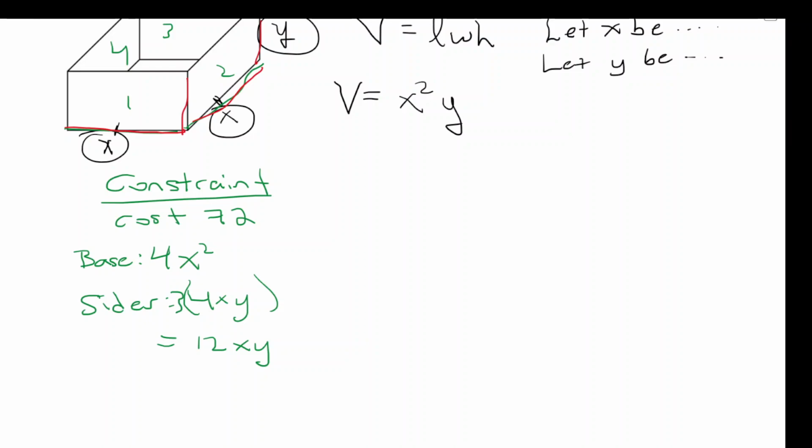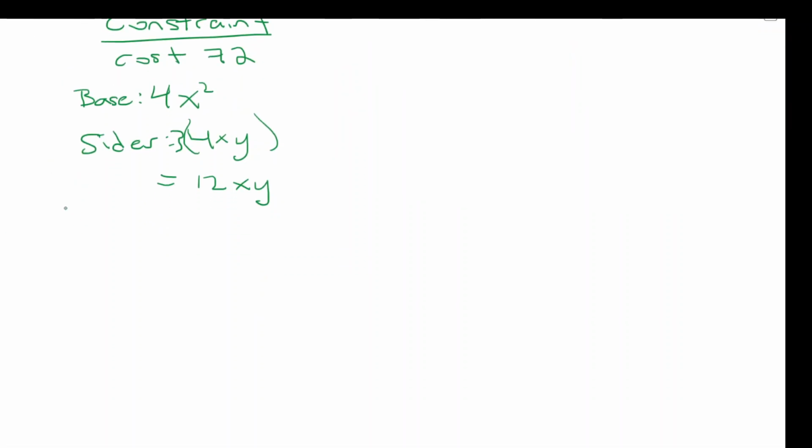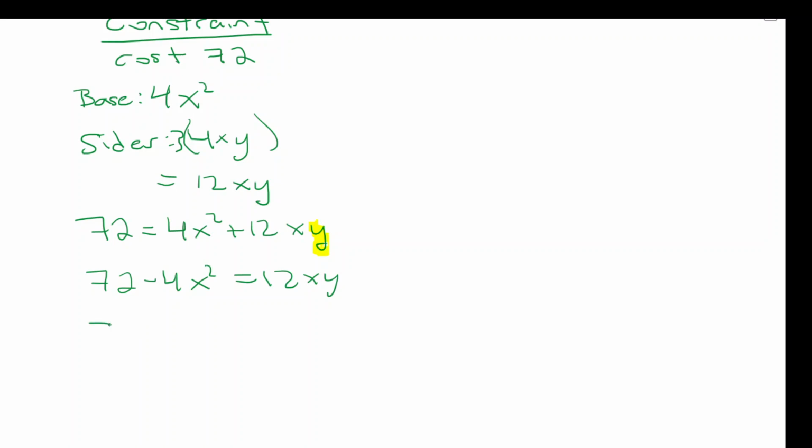That's the 12. Which means I can now write my constraint equation because the cost is $72, and that's going to be the cost of the base plus the cost of the sides. And now I'm going to rearrange that equation so that I have an explicit equation representing what y equals. So I'm going to subtract 4x squared. And then I'm going to divide by 12x.